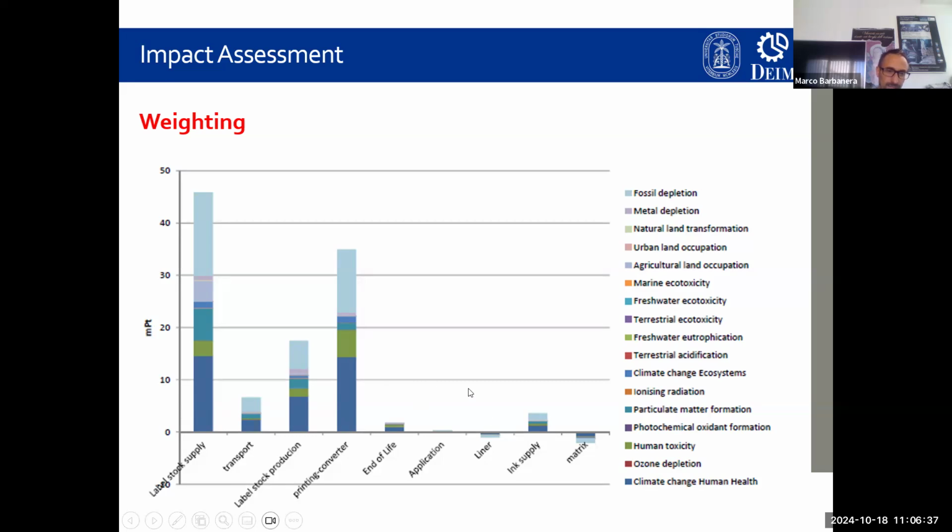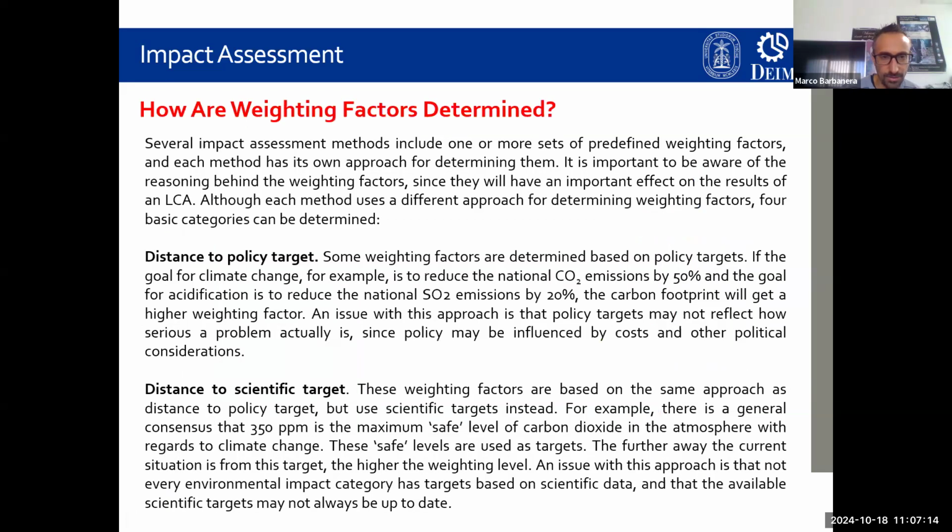In this case, the main result is that you can see which stages of the life cycle are most important for this product: label stock supply and printing converter, as we have seen in the previous example. And also we can see which categories are most important for this example.